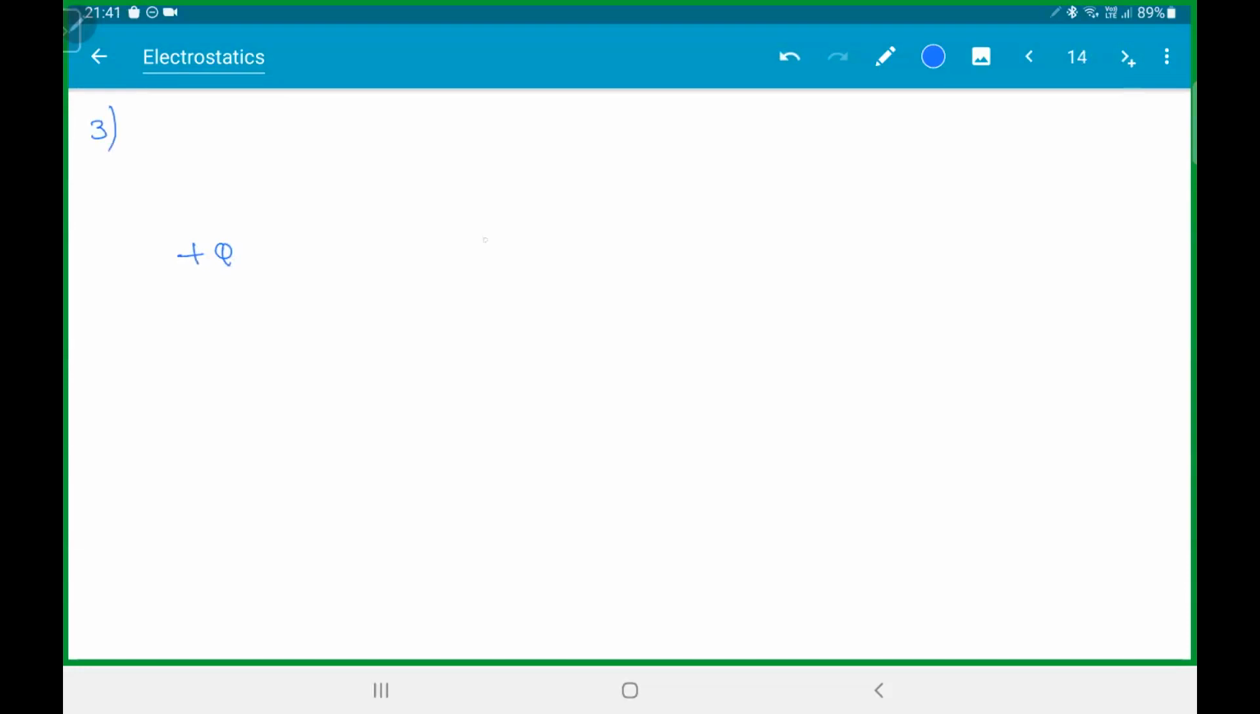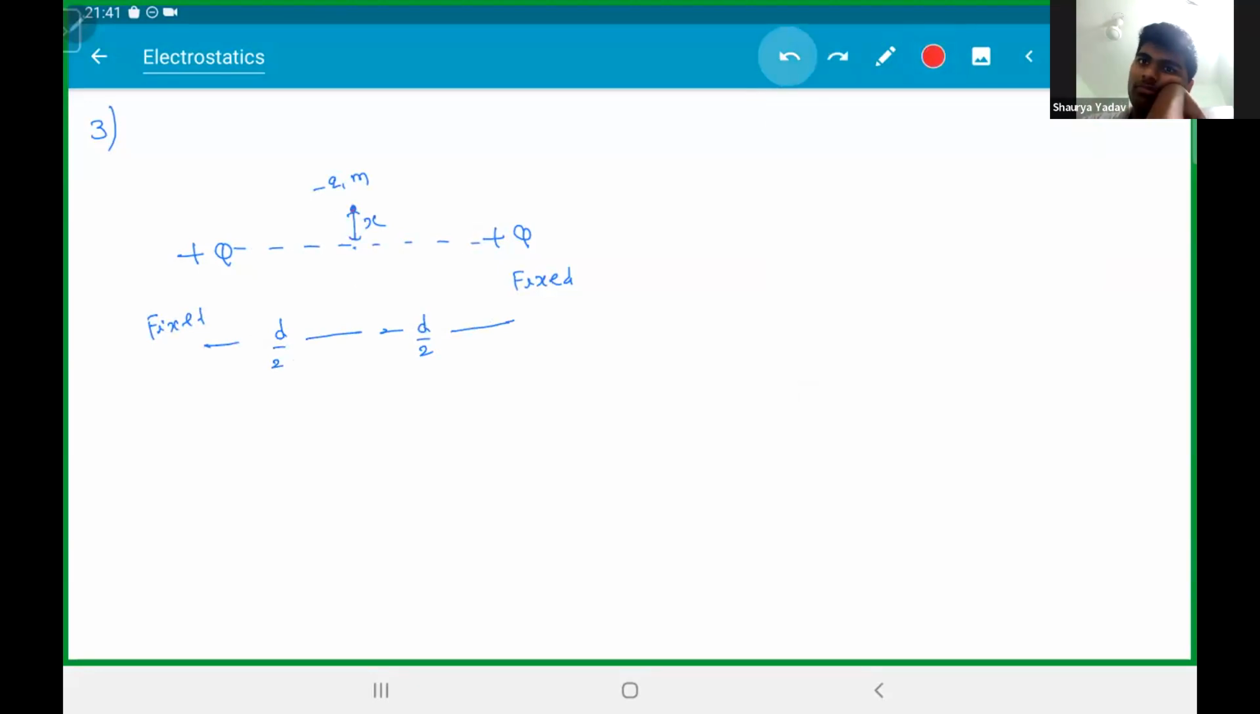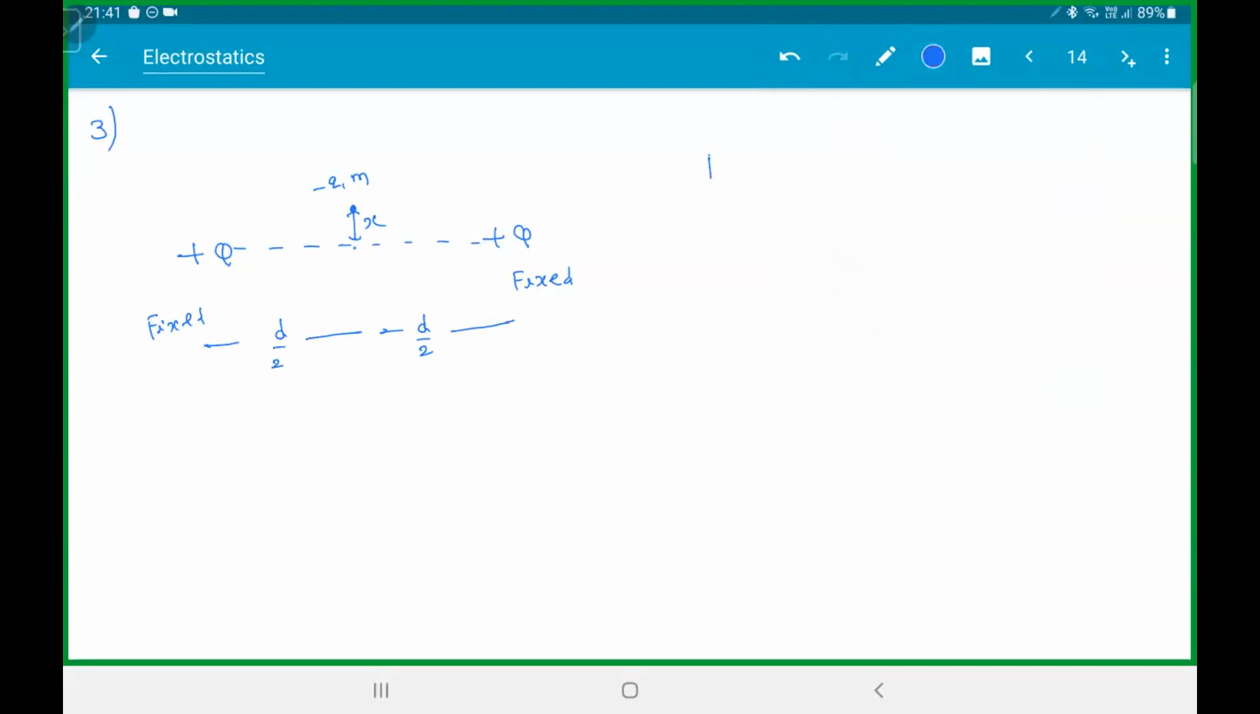We have a plus Q charge. We have a plus Q charge. Both are fixed. Exactly in the center, you have a charge minus Q and mass M at a distance x. This is d by 2 and this is d by 2. What will happen? SHM. It will oscillate, right? Find the time period for small oscillations. x is very small. This is free to move.